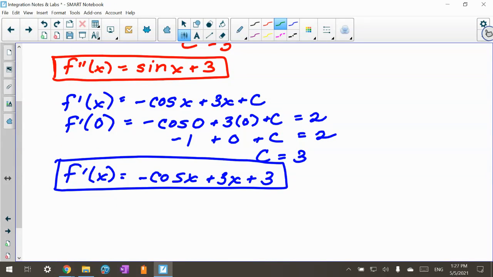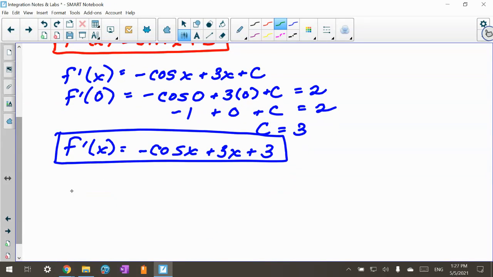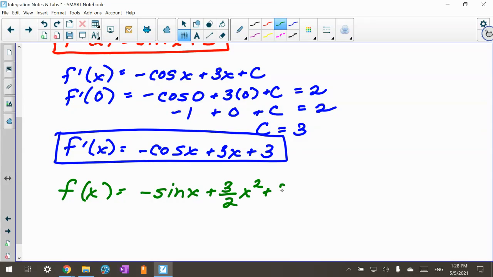Now we're going to find f of x. I know the antiderivative of cosine x is sine, so this is negative sine of x. Add 1, divide by 2, or multiply by a half, so it's going to be plus 3/2 x squared plus 3x plus c.